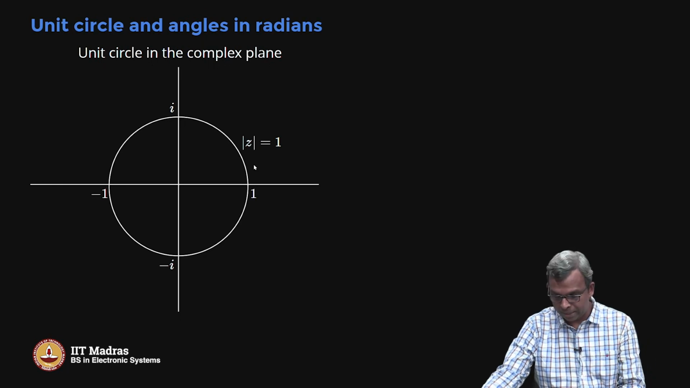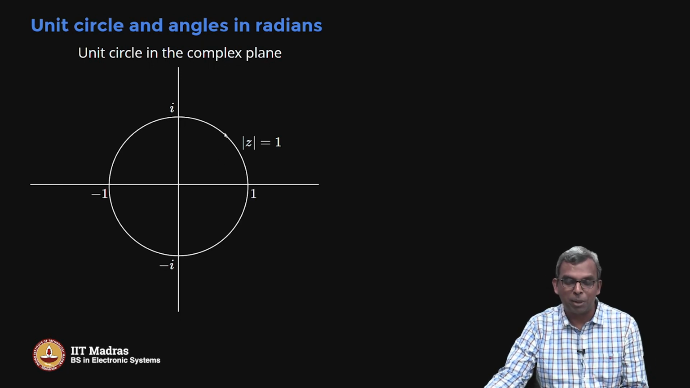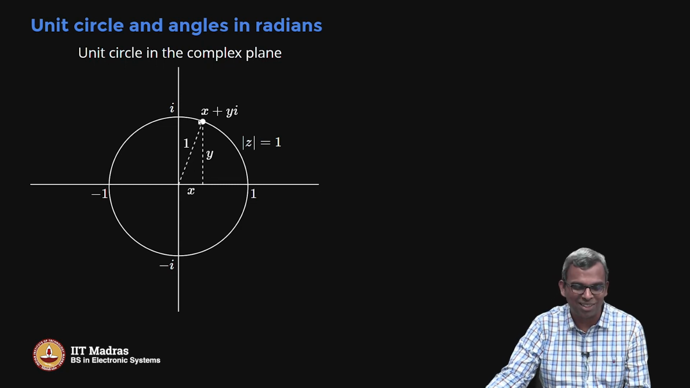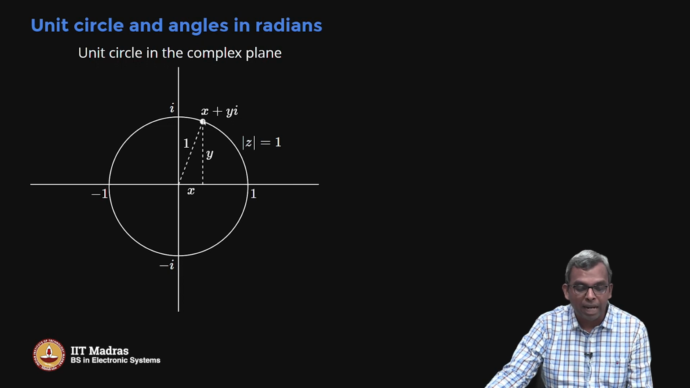Much more important than anything else with respect to the unit circle is that we are also trying to understand angles in radians. Here comes the definition. Before that, I apologize, let me just come back to the unit circle. If you take an arbitrary point x plus yi on the unit circle, you can draw this right angle triangle. This right angle triangle is very important to know.